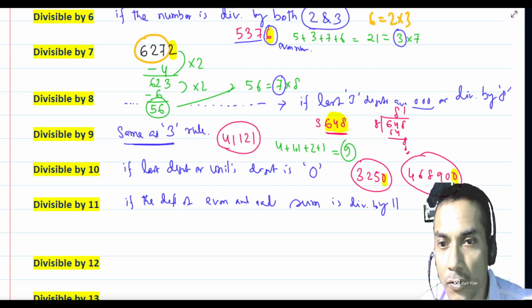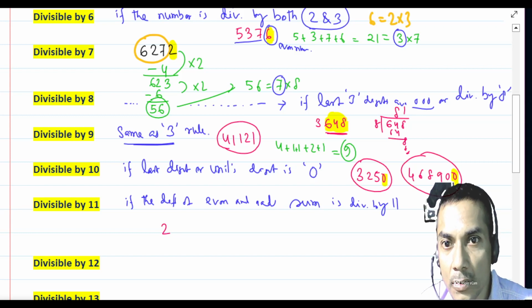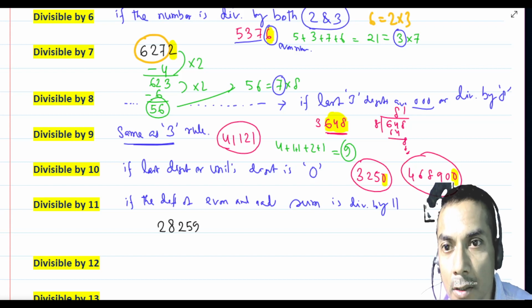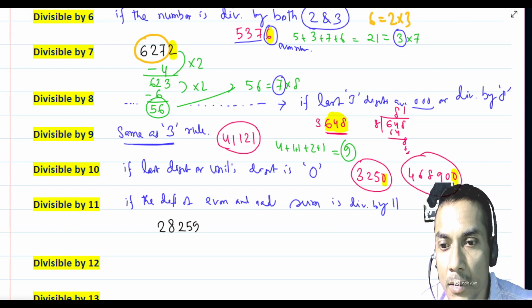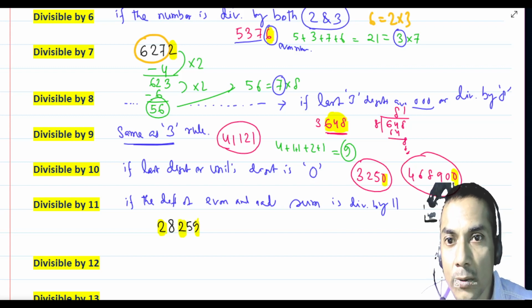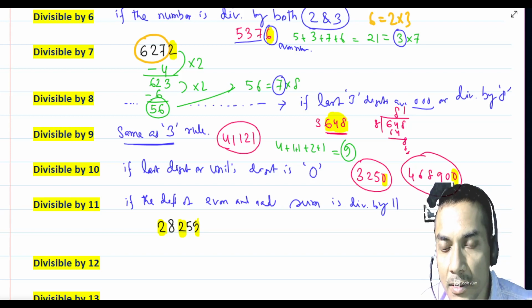So 28259, for example, if I consider a number. What are the even place numbers? 9 is the odd place number, and the 3rd and 5th are also odd place numbers. These are the odd place numbers. Clear? And what are the even place numbers? These are the even, the 2nd and 4th.